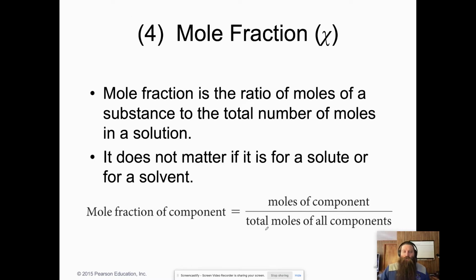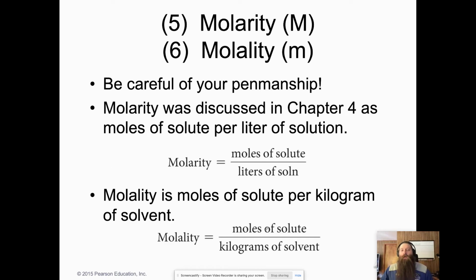Now, the mole fraction, which we signify with this fancy X, is the ratio of moles of a substance to the total number of moles in a solution. So it's moles of the part divided by moles of the whole. Doesn't matter if you're looking at solute or solvent, you can still calculate the mole fraction. So part over whole, but now we're looking at moles instead of mass.